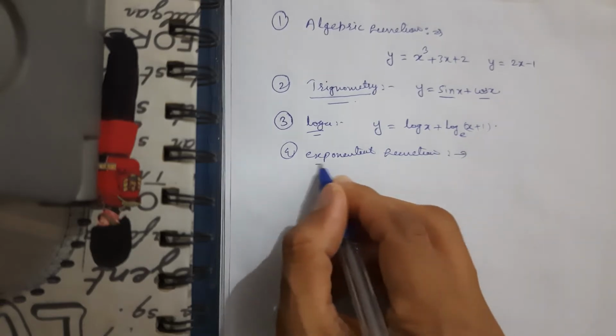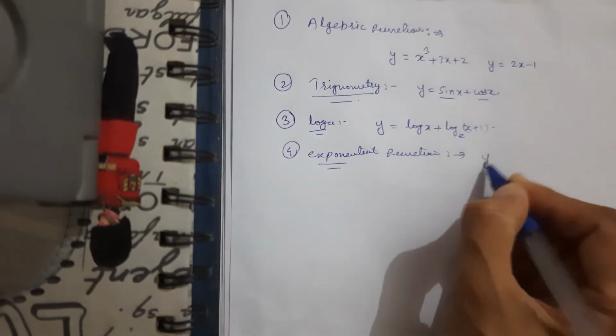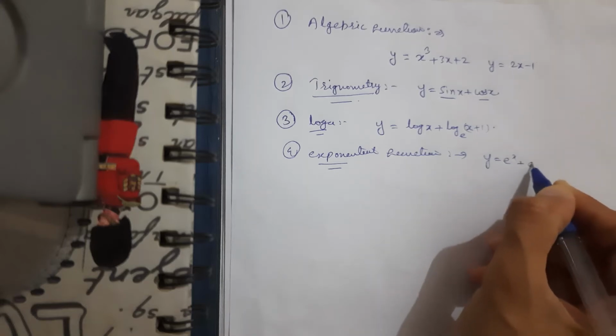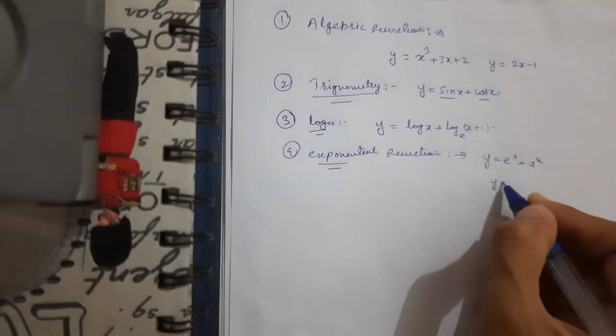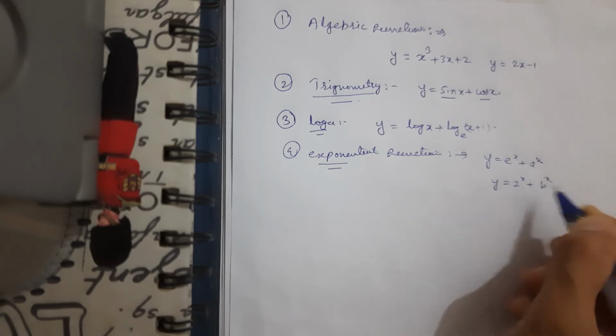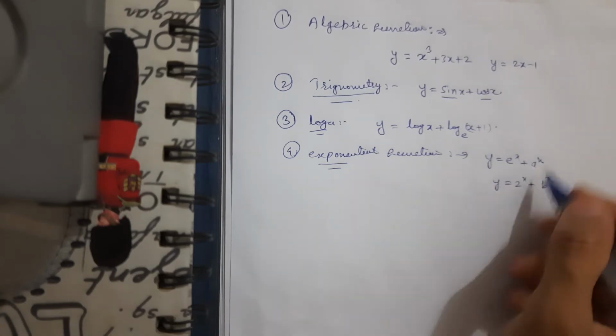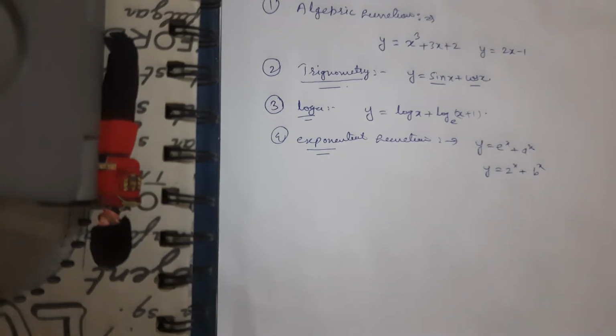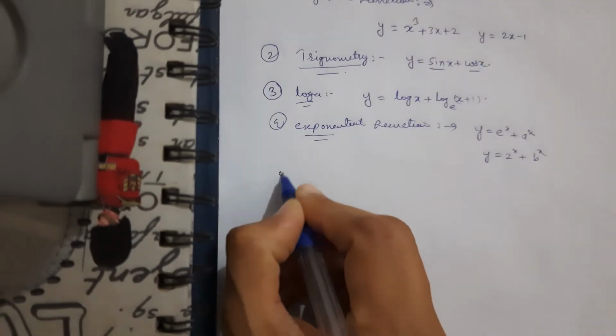If a function has some exponential term, for example y equals e to the power x plus ax, or y equals 2 to the power x plus bx, this kind of thing. If exponential indices are there, then that is called an exponential function.